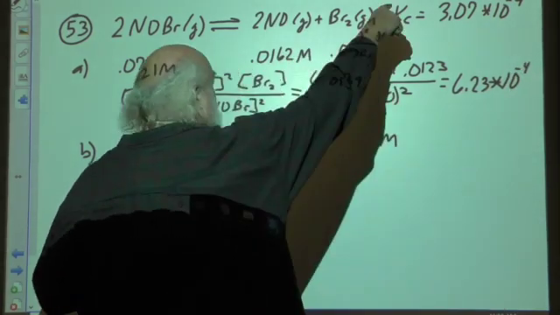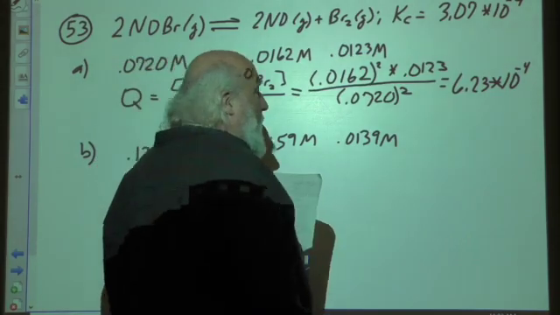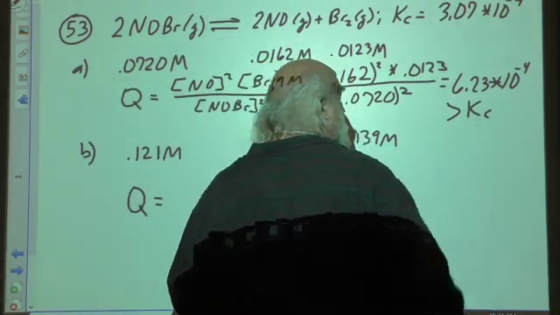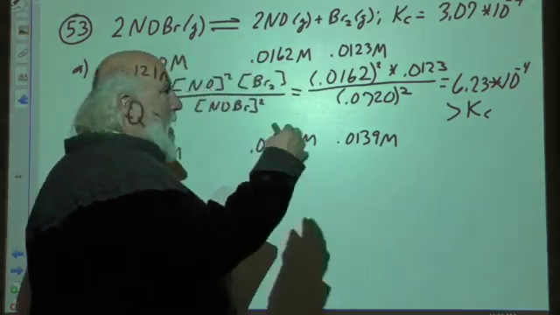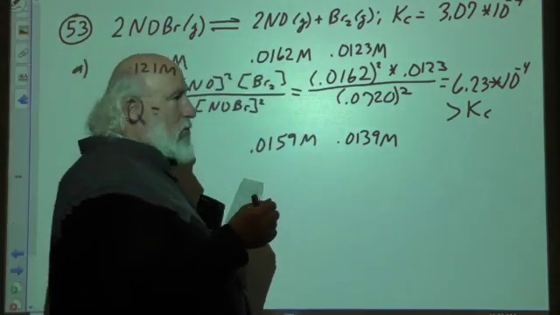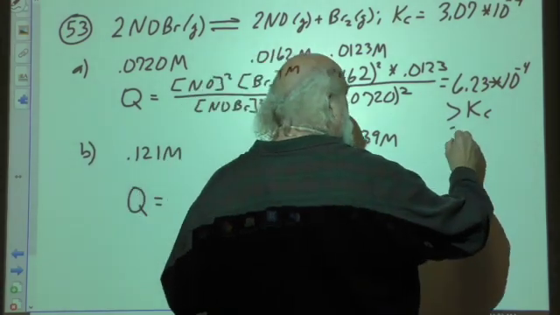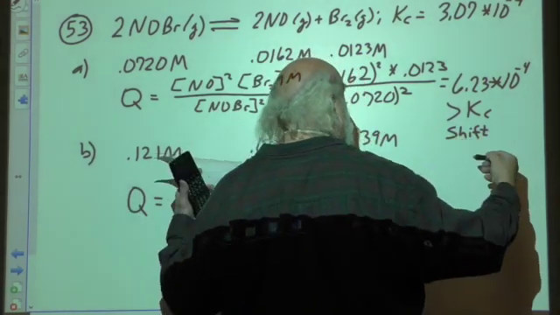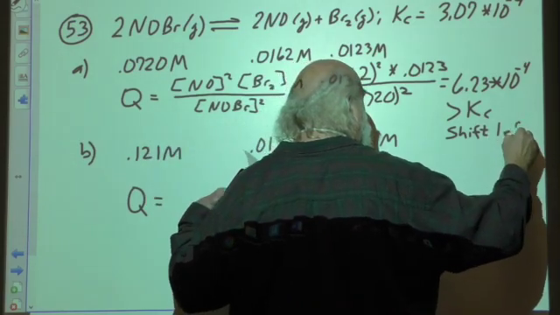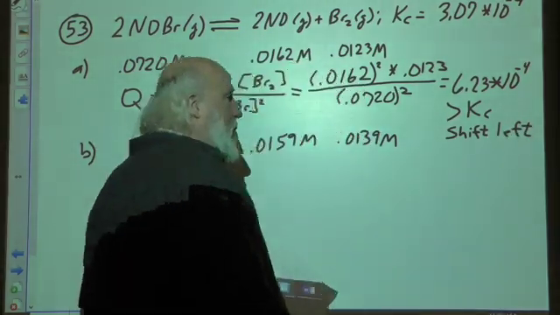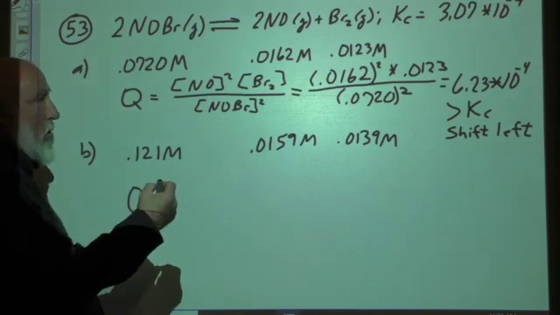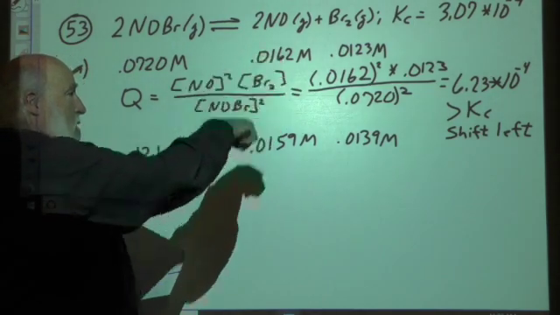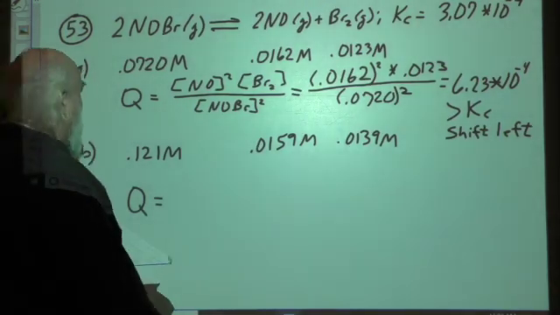Well, we compare that to Kc, which is 3.07 times 10 to the negative 4, and that is greater than Kc. But you want it to be down to Kc, so when it shifts to go to equilibrium, it's going to shift to the lower side, which is the reactant side, so that's going to shift left. And then we get smaller, not a whole lot, it's not going to take very long to do it, but it's got to go back down to 3.07 times 10 to the negative 4.